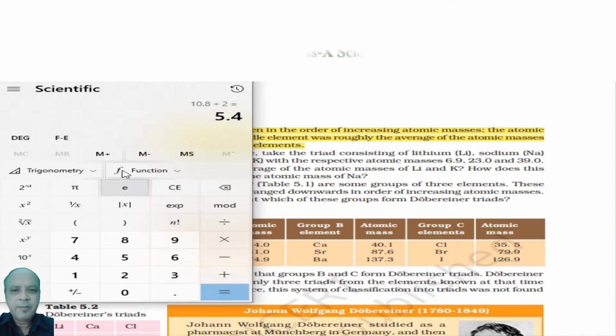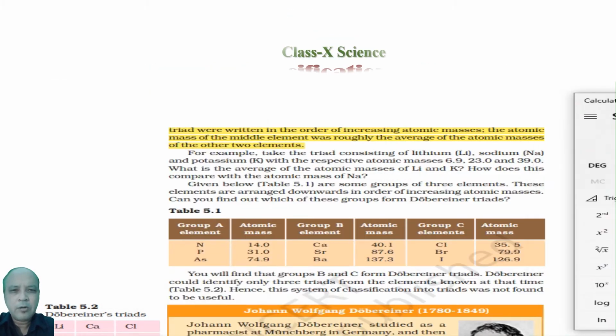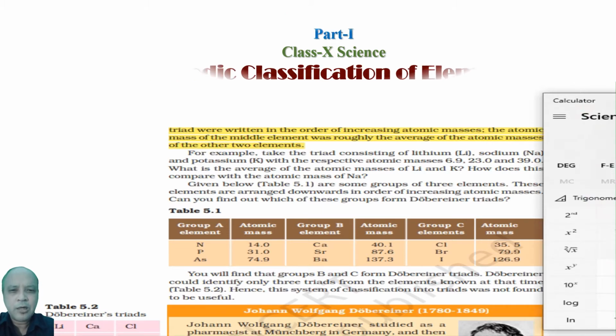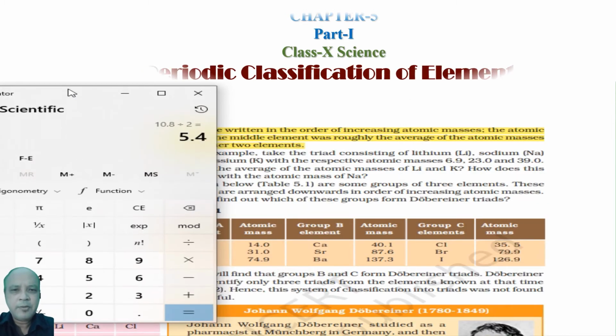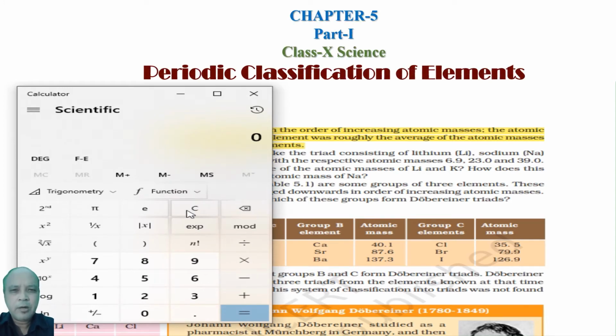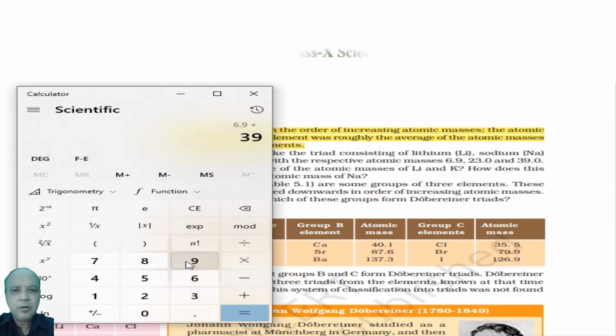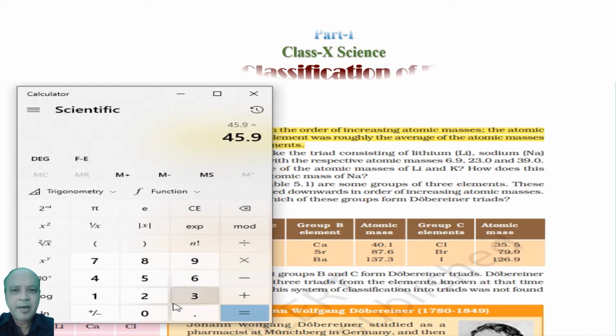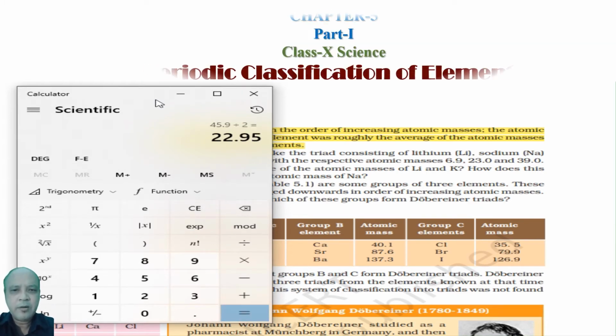Okay, let's do it again. The average will be what? 6.9 plus 3.9, sorry, there is a mistake I think. .9 plus 39 equal to how much? This much, divided by 2. How much are we getting? 22.95. Okay, it's okay now.